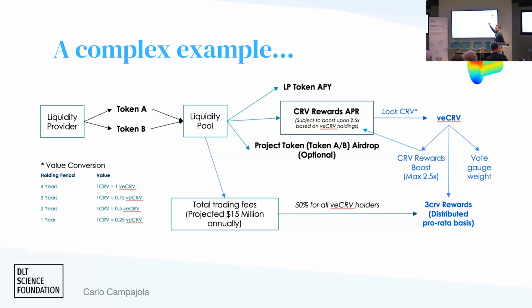So what can I do with veCRV? I can boost my rewards as a liquidity provider, so I can basically begin minting CRV tokens and increase my incentive to stay in the system. But most importantly, I can vote on the gauge weight. So this is the law. This is why this is a governance token.